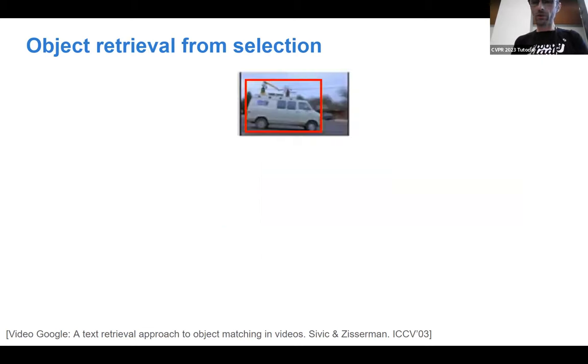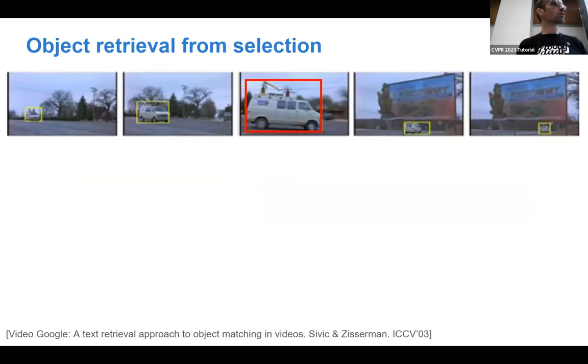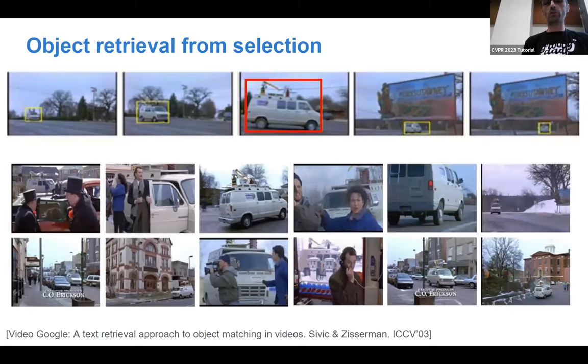And you can do even more, because your selection is a video frame in a movie. You can start by tracking the nearby frames in the same shot. So you get multiple views of your query. It's query expansion. And then equipped with these multiple views, you can have an even better retrieval in the rest of the movie. And these are examples that are retrieved. And some of them are pretty difficult.